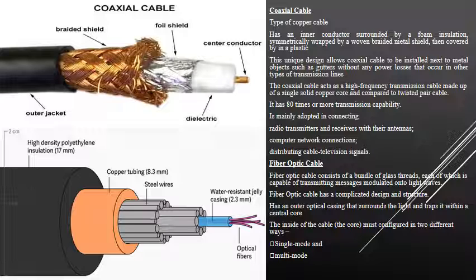Fiber optic cable. Fiber optic cable consists of a bundle of glass threads, each of which is capable of transmitting messages modulated onto light waves. Fiber optic cable has a complicated design and structure. It has an outer optical casing that surrounds the light and traps it within a central core. The inside of the cable, the core, must be configured in two different ways: single mode and multi-mode.